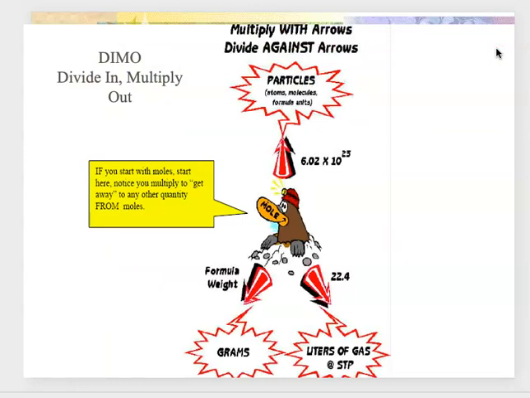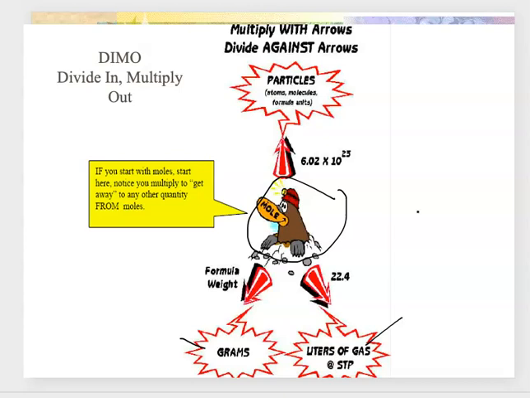Here's a graphic showing how to do conversions. So if you start with moles here in the middle, moles are central. You can convert to either particles, grams, or liters of a gas if it's at standard temperature and pressure, which is what STP stands for.